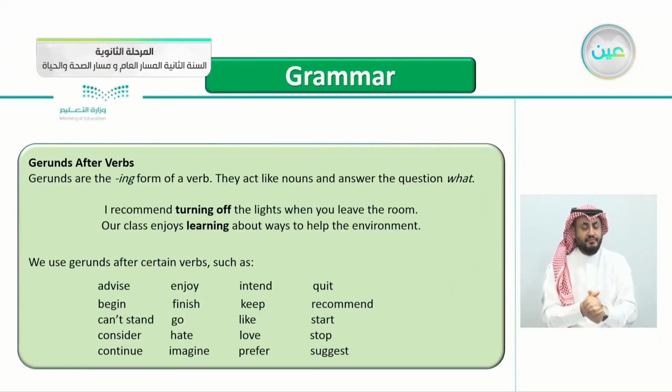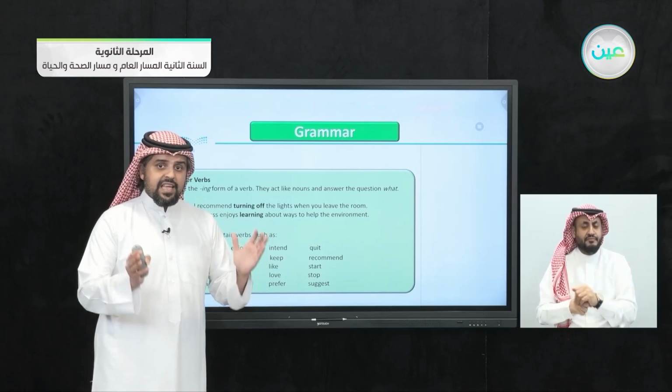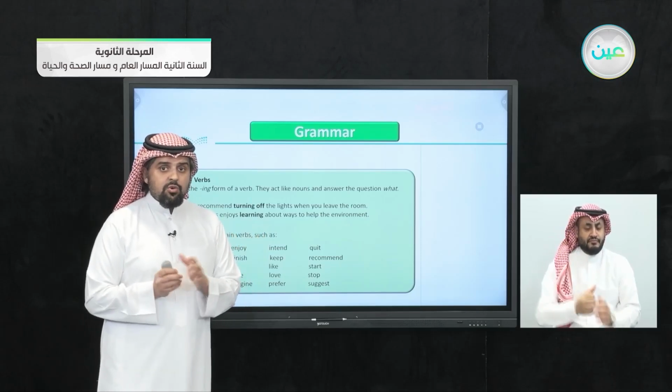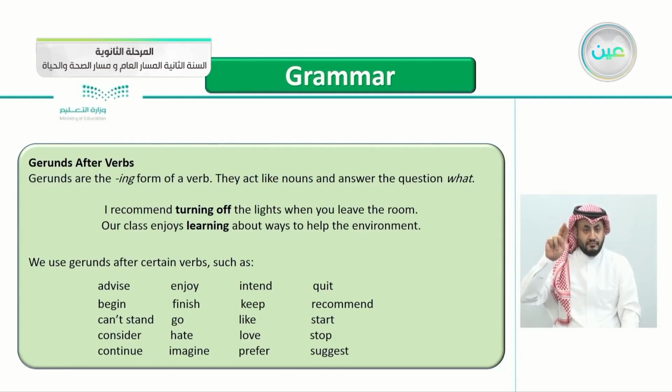So, gerunds after verbs. Gerunds are the ing form of a verb. They act like nouns and answer the question what. Let's see some examples here. I recommend turning off the lights when you leave the room. This answers the question: what do you recommend? You say, I recommend turning off the lights.